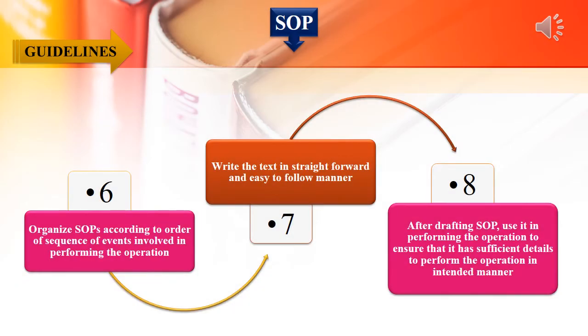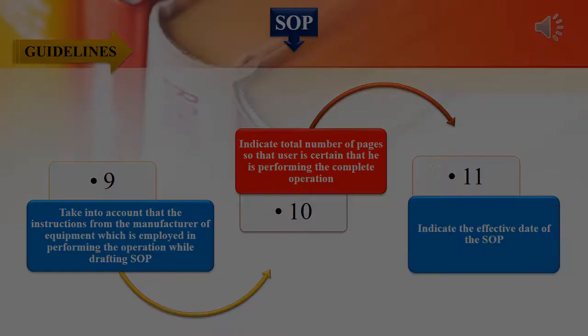Then organize SOPs according to the order of sequence of events involved in performing the operation. Write the text in a straightforward and easy to follow manner. After drafting the SOP, use it in performing the operation to ensure that it has sufficient details to perform the operation in the intended manner. Again, the guidelines are continued in the next slide also.